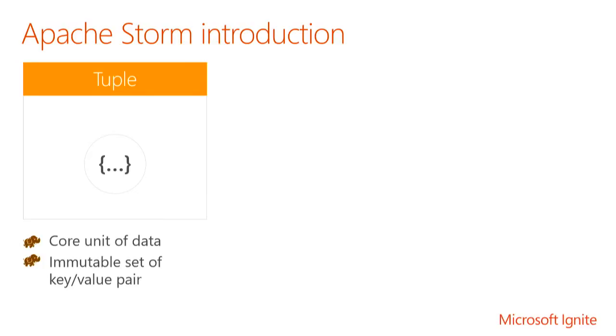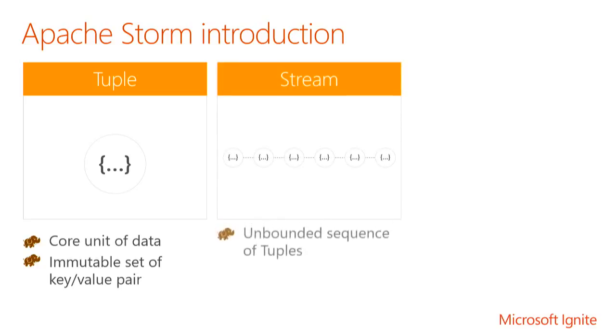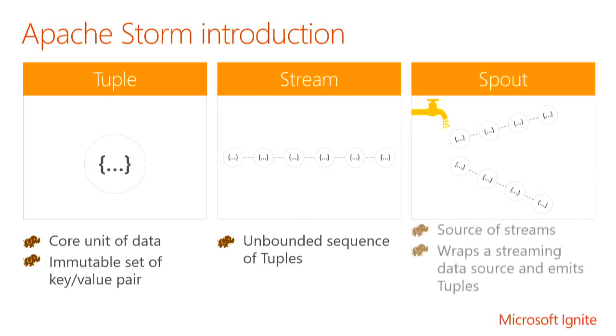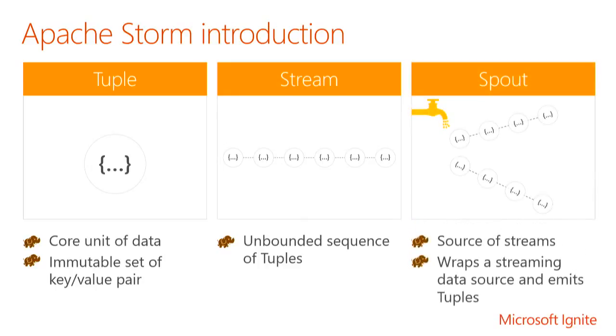So Apache Storm is an event-by-event processing technology. Apache Storm has this idea of a tuple, where a tuple is just a key value pair. In this case, it's going to be an event. A sequence of unbounded tuples is known as a stream. And streams feed into a spout. And the spout is a source of streams, and it wraps a streaming data source.